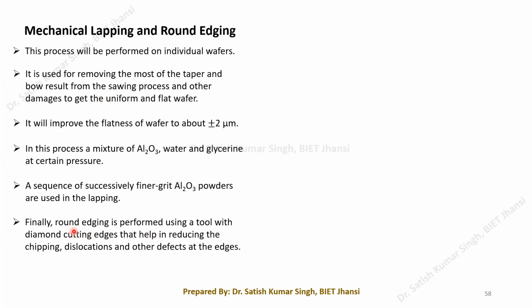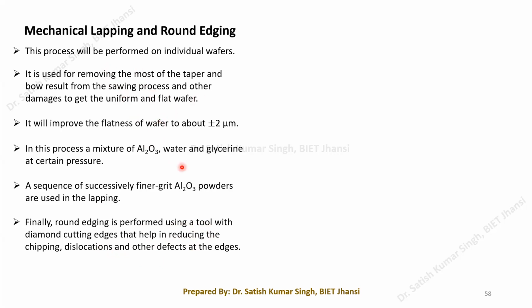Then finally we have to do the round edging performance, so that its damaged surface can be removed. Now after doing the mechanical lapping and the round edging, most of the tapering and bow will be removed. But because everything is a mechanical process, you can see it is again a mechanical lapping. When it is a mechanical lapping, obviously it cannot make the surface completely smooth. It is always a problem.